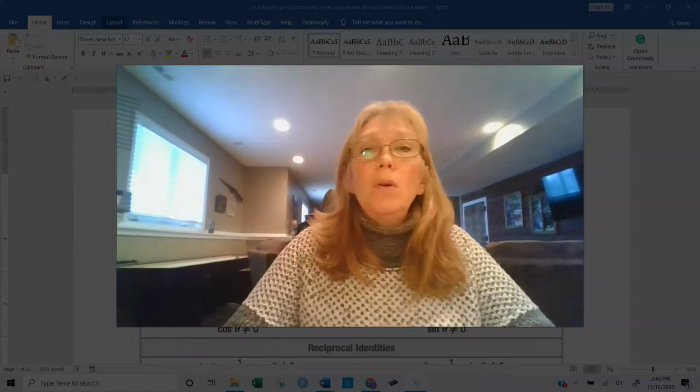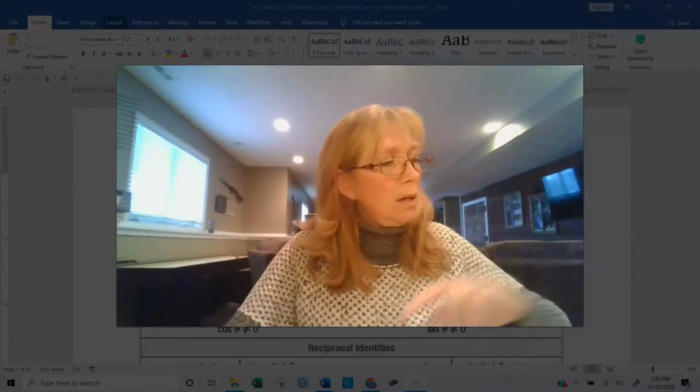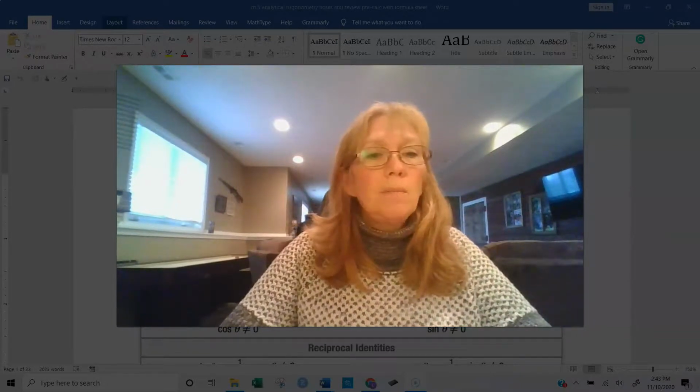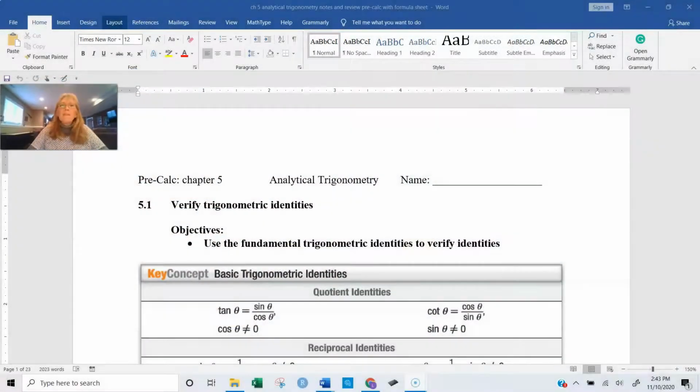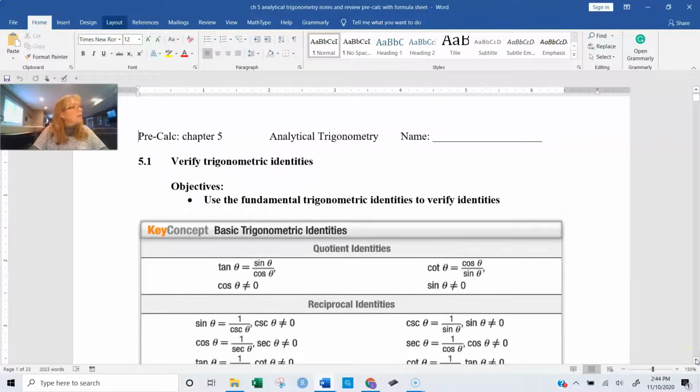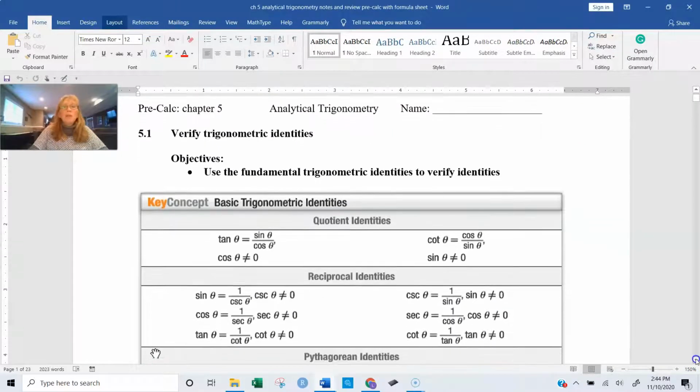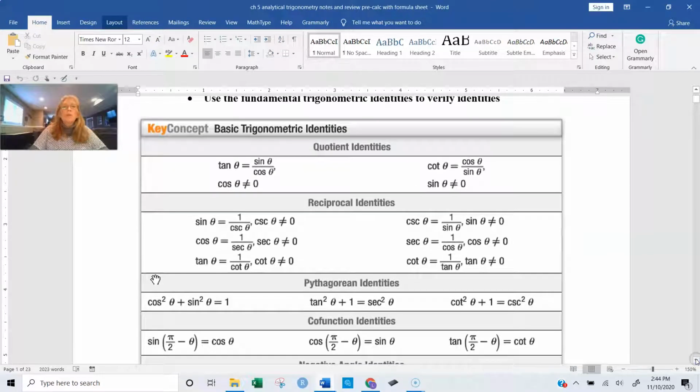So let's get moving. Our first section is verifying trig identities. And these are like little bitty puzzles. They're really quite fun. All right, so we want to verify trig identities. Now, if you notice, these formulas are on that sheet you have. All right, so we've got basic trig identities, and this is what we're going to use to solve things.